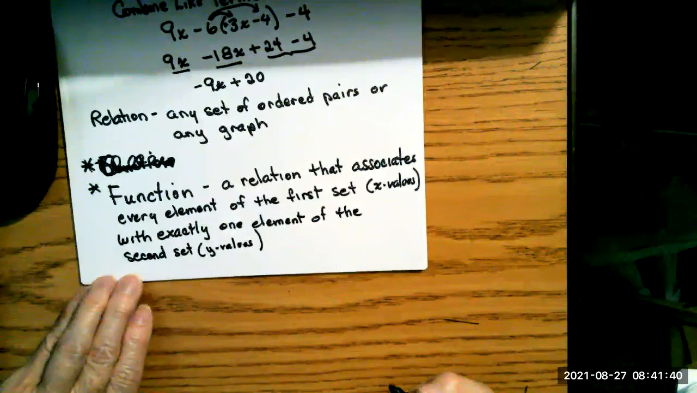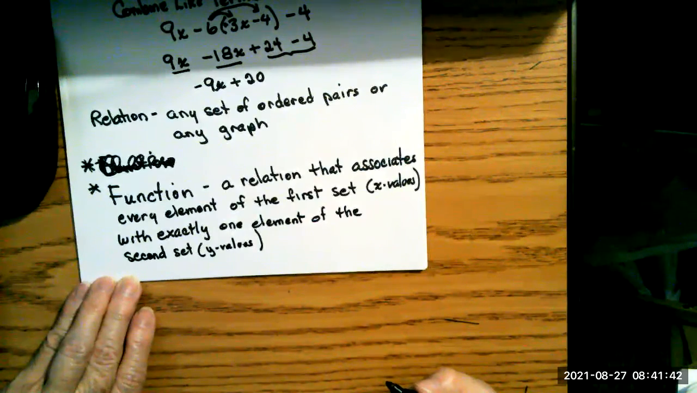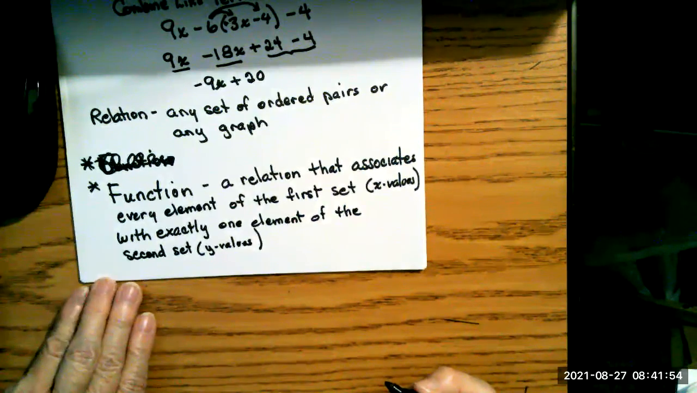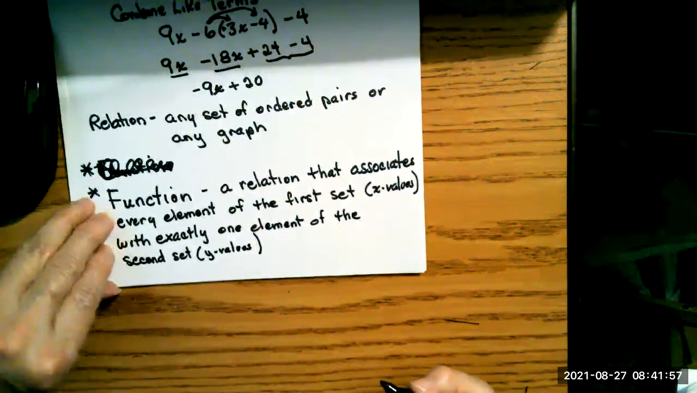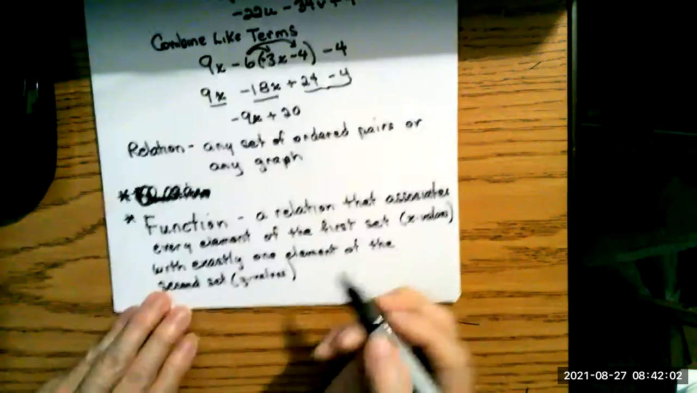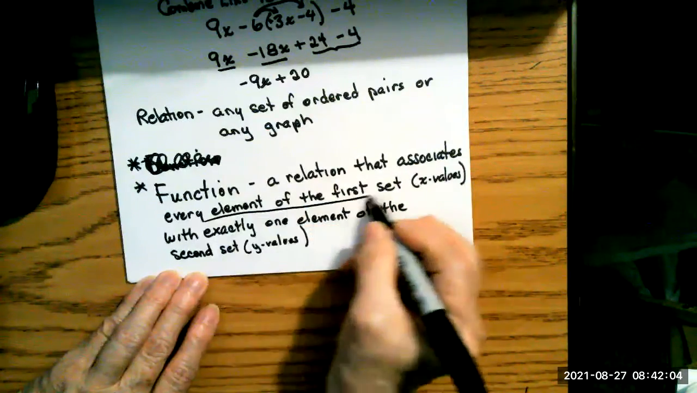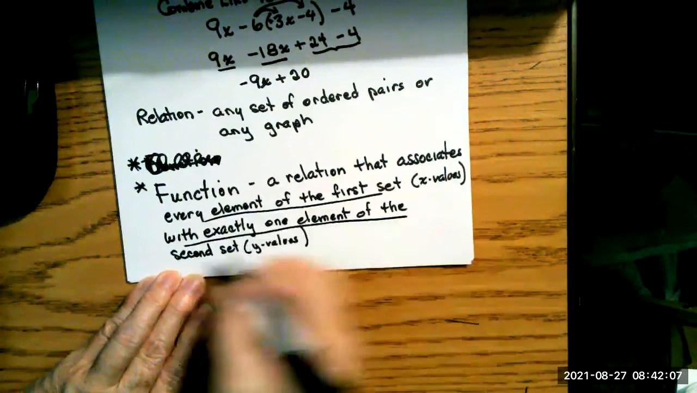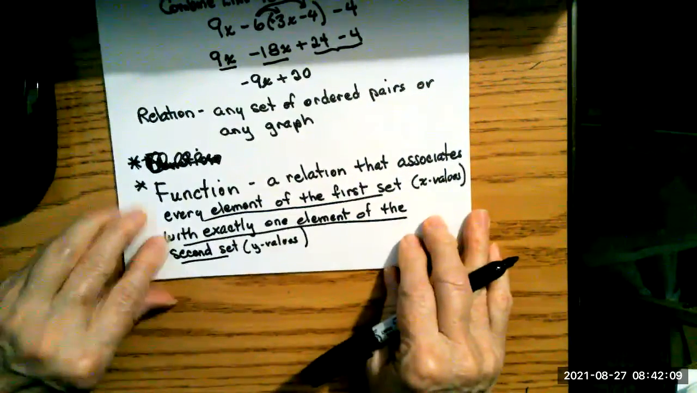So a function is a relation that associates every element of the first set, which is called the x values, or the domain, we'll learn in just a moment, with exactly one element of the second set, which is the y values, or the range. So that's one of our most important definitions that we have in class, is the definition of function. You'll need to know this part of it, the definition, for one of the problems that you'll be doing in class. All right, let's go to the next set of information.